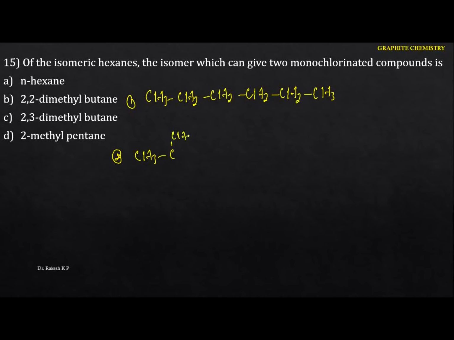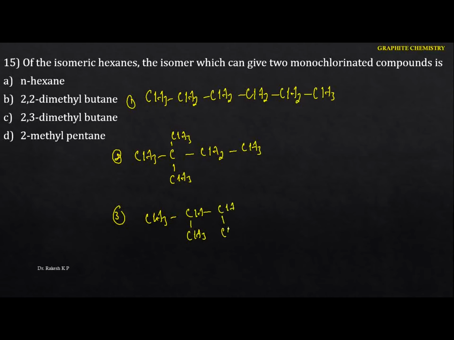2,2, that is the dimethyl. So we are going to have the dimethyl, that is the CH2. So again we have the CH3. Okay, this is the 2,2-dimethyl butane. So see the next one here, the 2,3, that is the dimethyl, this is the butane. Okay, this is the 2,3.